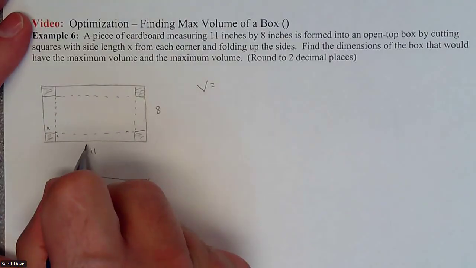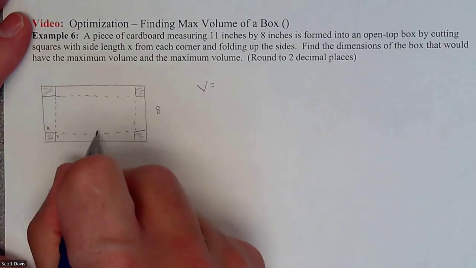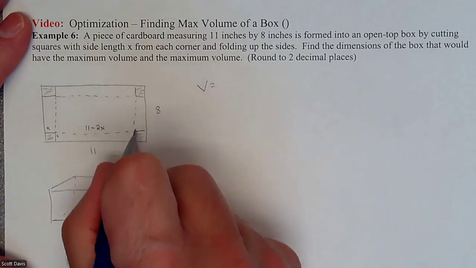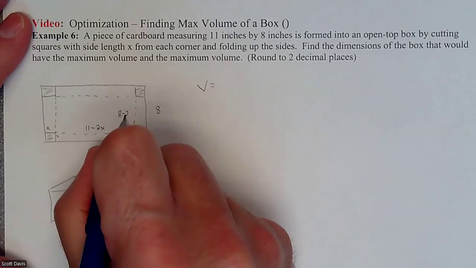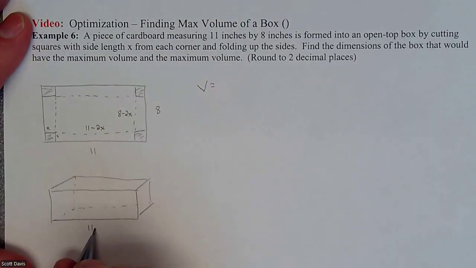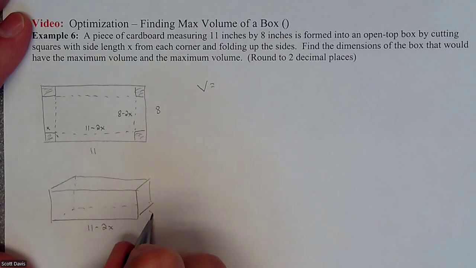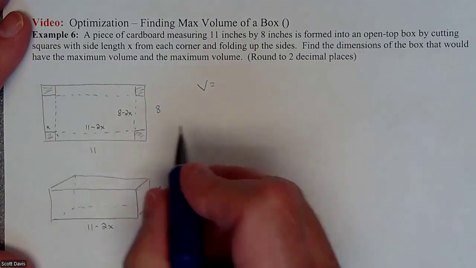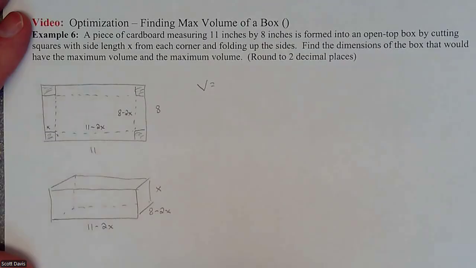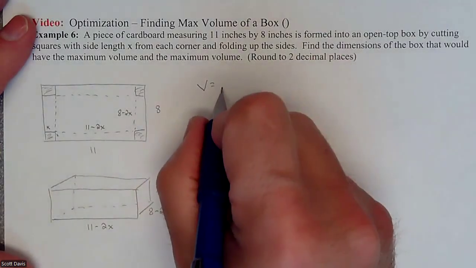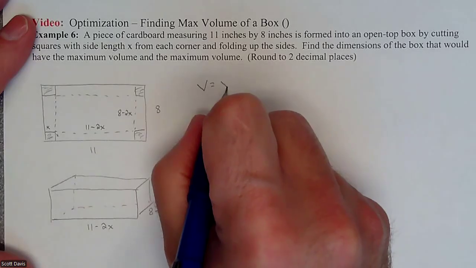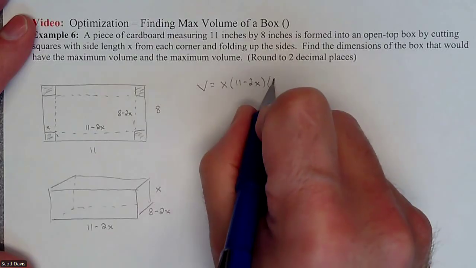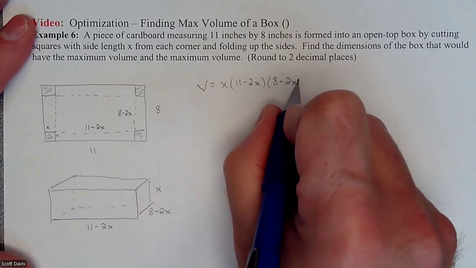The base of this was 11, but we cut an x and an x off, so that's going to be 11 minus 2x. This was 8, but we cut an x and an x off, so that's going to be 8 minus 2x. So this is 11 minus 2x by 8 minus 2x. And then that height is going to be what we flipped up. So to find the volume, it's length times width times height. So x times 11 minus 2x times 8 minus 2x.